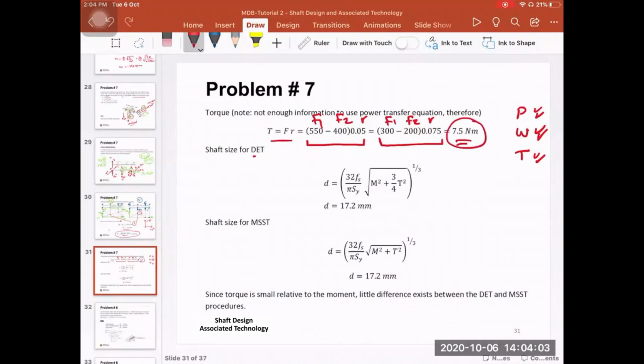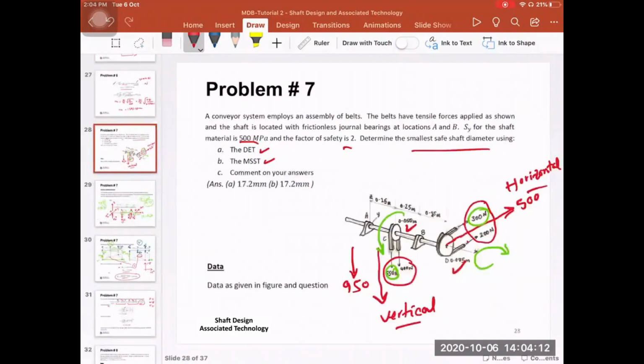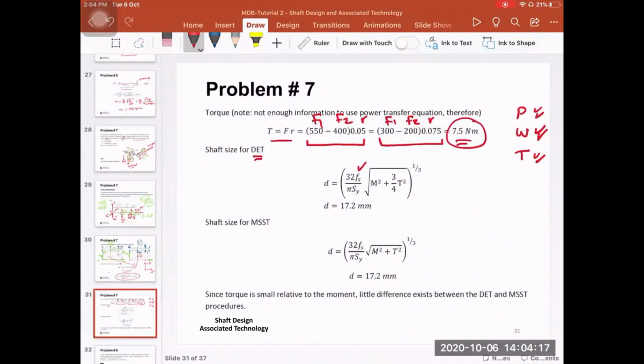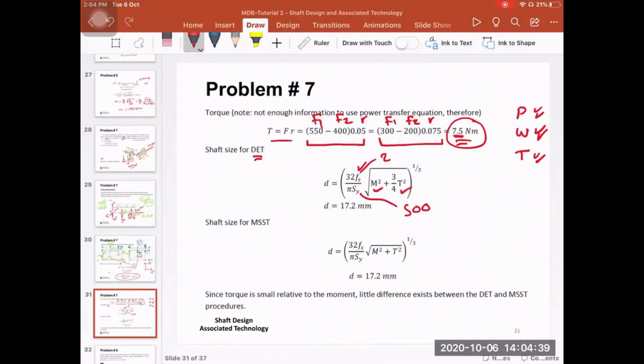So you can use the distortion energy theory with the factor of safety. Let me just go back here. Is it given to us? So the factor of safety is 2. Yield strength of the material is given as 500. The torque is 7.5. And the bending moment, if I go back one step, is 124.5 Newton meter. So substitute all these values here to come up with the diameter of the shaft.